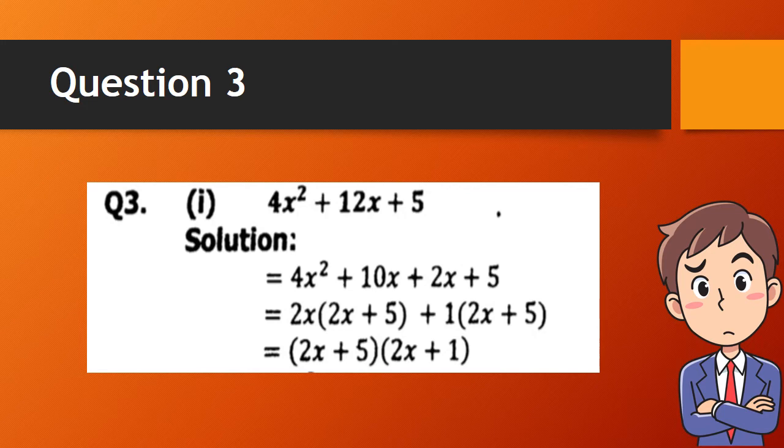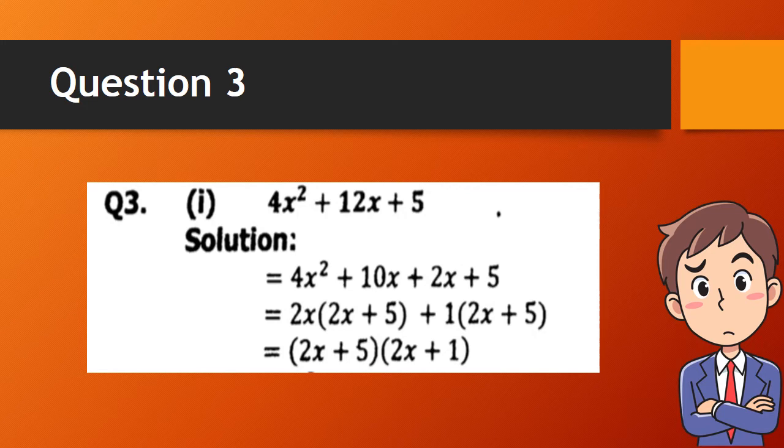Now in question number 3 you have 4x square plus 12x plus 5. So here we will also apply the midterm method. How can you say that? Because 4x square is a perfect square of 2x whole square, but 5 is not a perfect square. So we will not apply the completing square method as we have applied in question number 1. So we will go with the midterm method as we have done in question number 2.